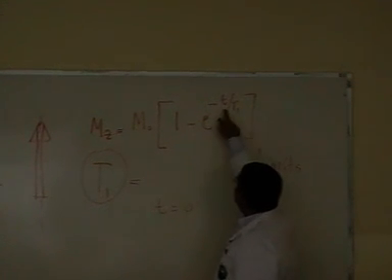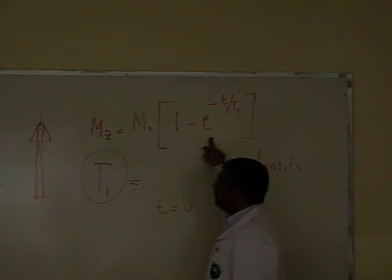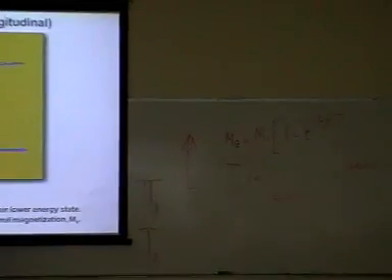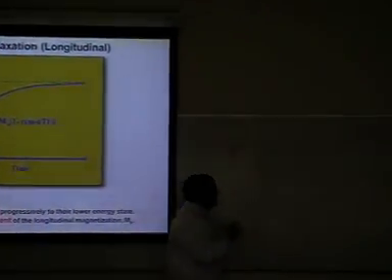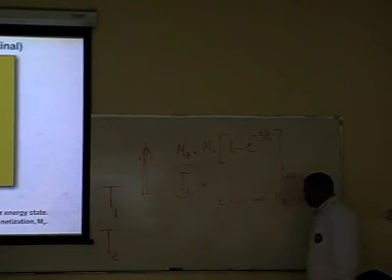Now when t is equal to 0, e to the power of 0 is equal to 1, right? And 1 minus 1 is 0. So at the beginning, the magnetization is equal to what? 0, which is true, right? So at the beginning, the magnetization is equal to 0. So Mz is equal to 0.